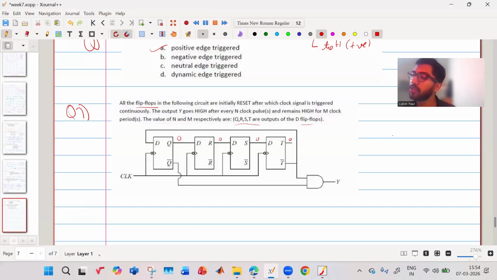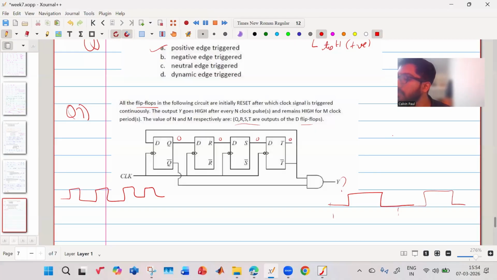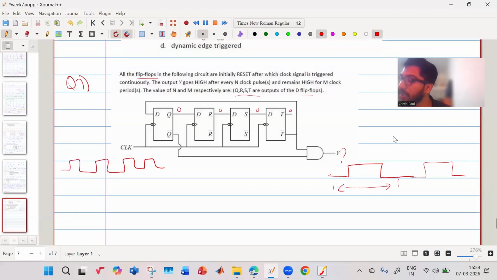Now, what you have to do is, after which clock signal is triggered continuously. You have a clock which is coming continuously, and you need to know how your output Y looks. Your output Y will be low, it will go high, it will be low, and then again it will go high. This is your time, with n cycles in total, and the time for which it is on is m clock cycles. You need to find the time duration. If you are well versed, it is kind of like pulse width modulation, where you have a fixed frequency, but you are modulating the duration of the pulse. So let us try to understand what this output looks like.